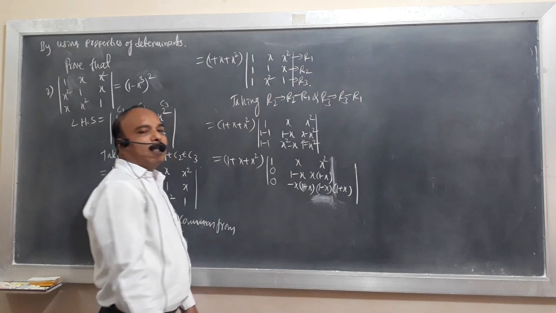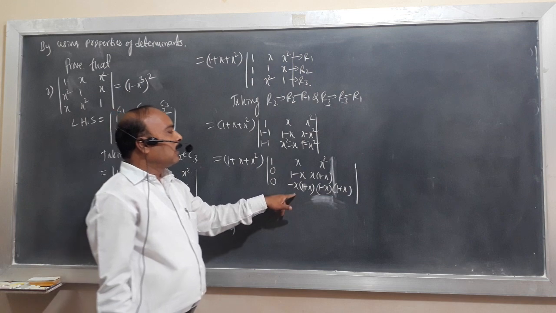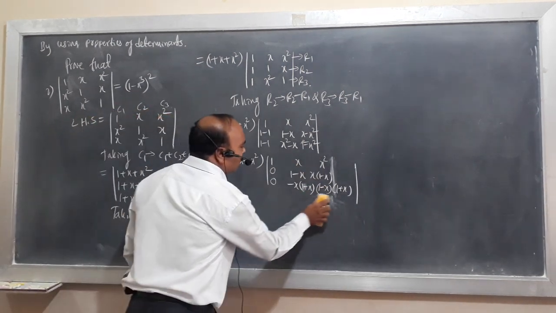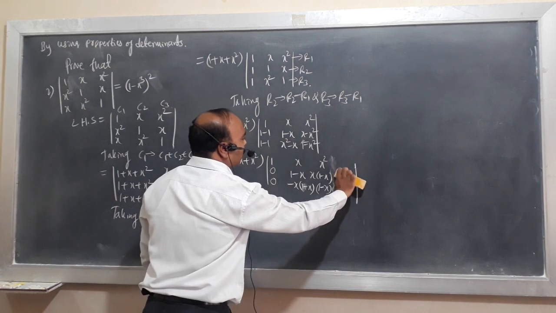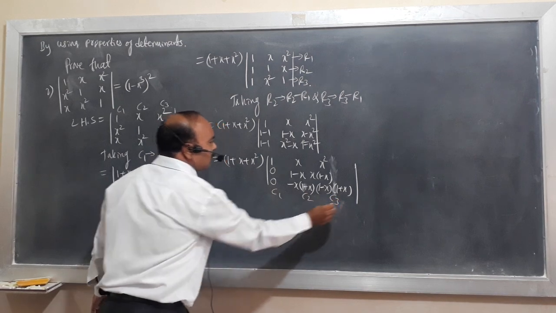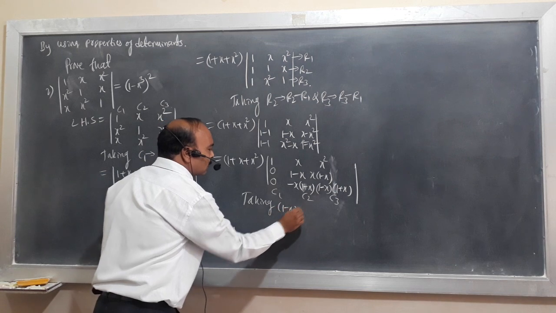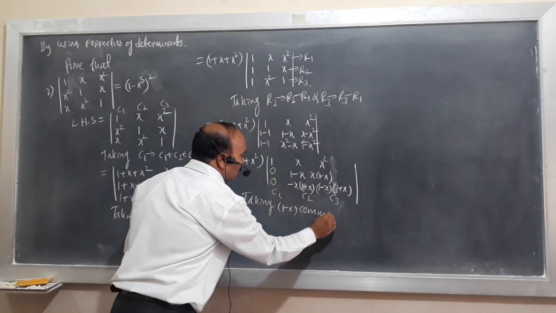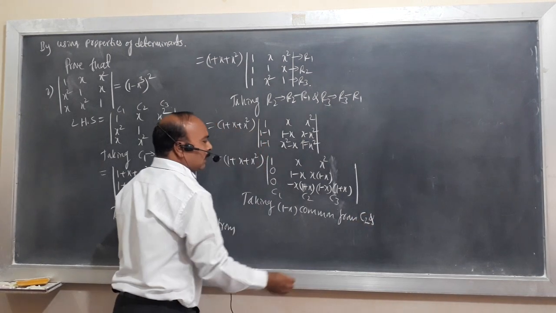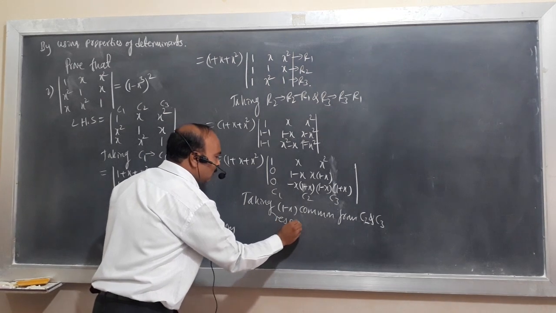Now here we observe that in the second column 1 minus x is common, and in the third column 1 minus x is also common. Now we take common from the second column and third column. It is C1, it is C2, it is C3. Now write, taking 1 minus x common from C2 and C3 respectively.